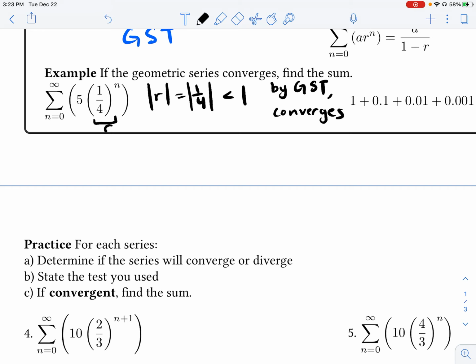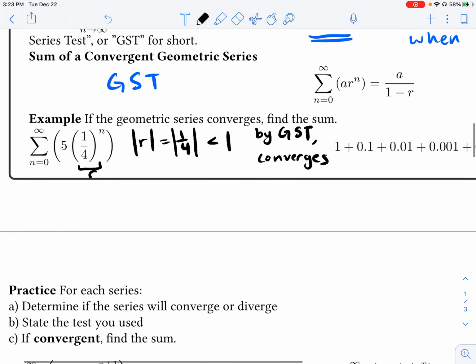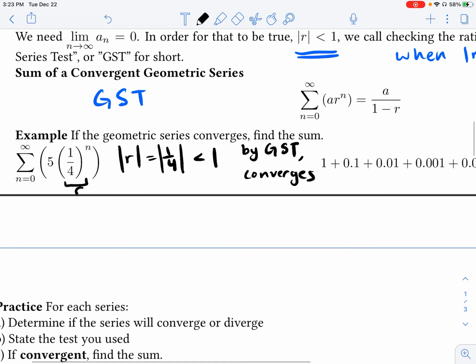Now, as a follow-up to this, now that we know this series does converge, it does have a finite sum, let's find that finite sum. And the formula to find the sum of a convergent geometric series is simply your first term, A, over 1 minus R. Okay, so I'll write that here. This is our first term, and it's 1 minus your common ratio.